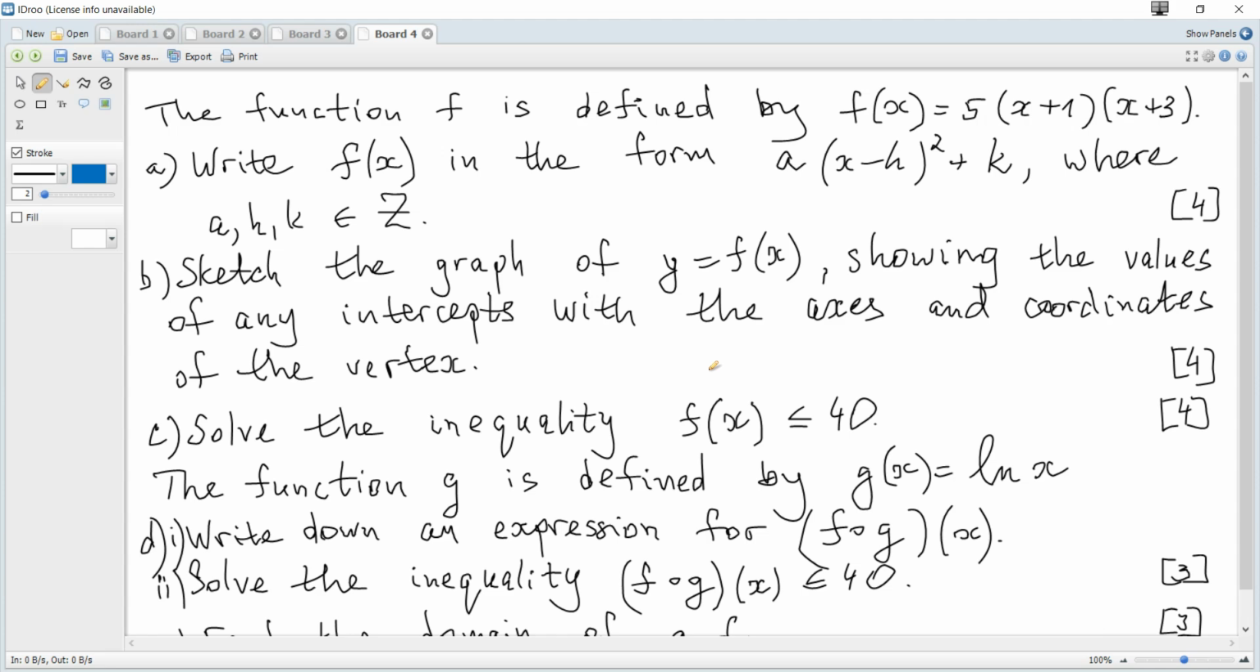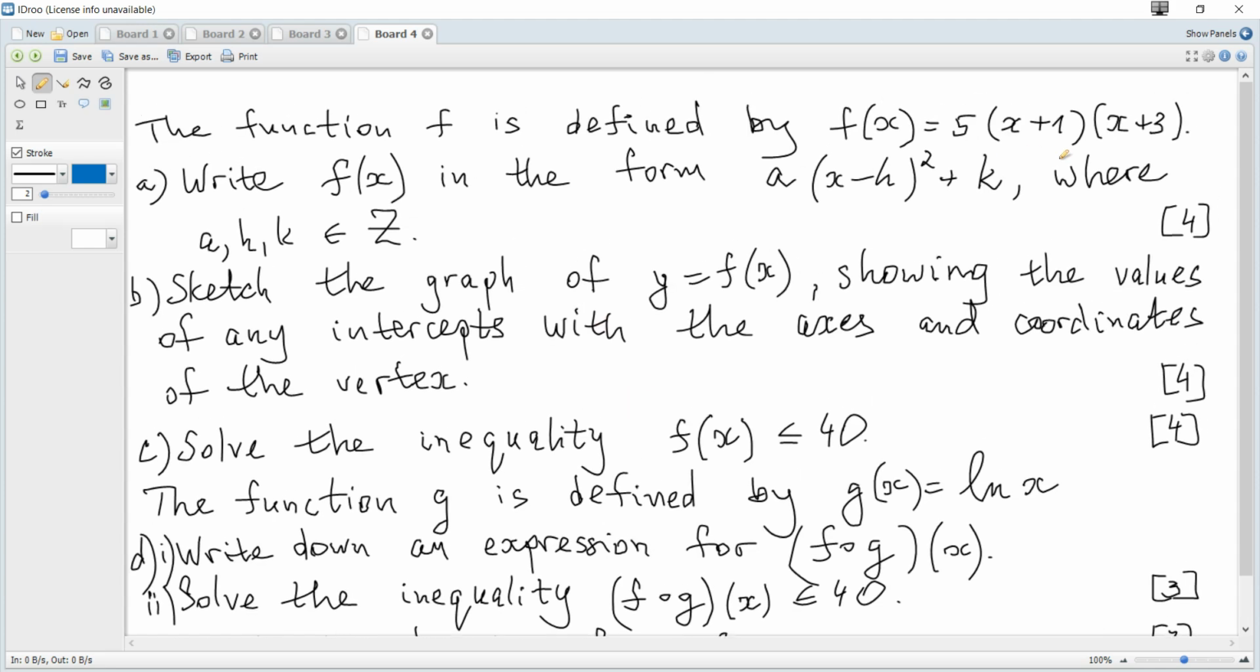The function f is defined by f of x is 5 multiplied by x plus 1 multiplied by x plus 3. Question A, write f of x in the form a multiplied by x plus h squared plus k, where a, h, and k are integers. There are two ways. The first way is just to provide completing the square directly for this.